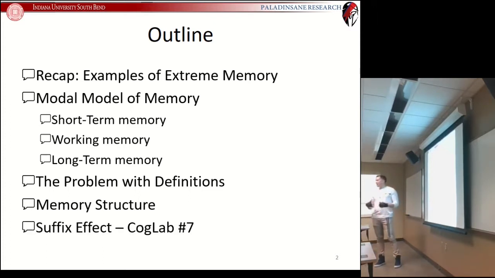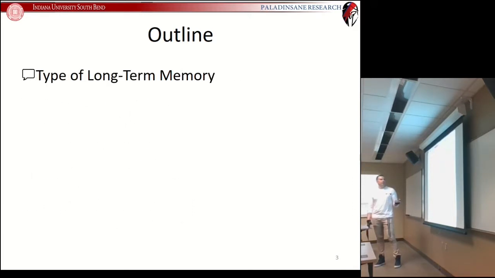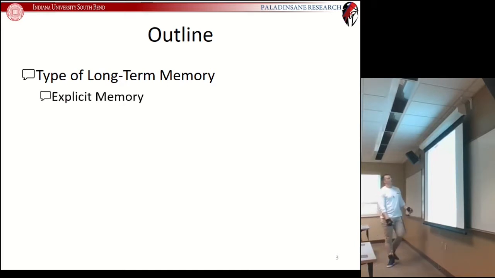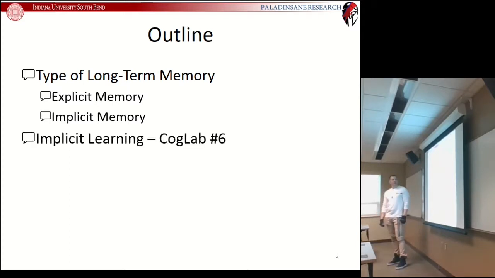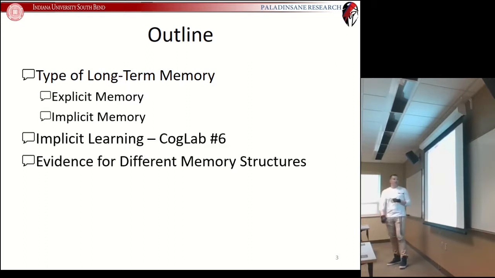And we'll take a look at some of the CogLab. So we'll begin with the suffix effect. And then we'll take a look at different types of long-term memory. Probably not all of this today, but we'll see what we can get through without rushing. We'll take a look at explicit versus implicit memory, and then at implicit learning, CogLab number 6. And then finally, we'll go back to some evidence for these actual different memory structures.